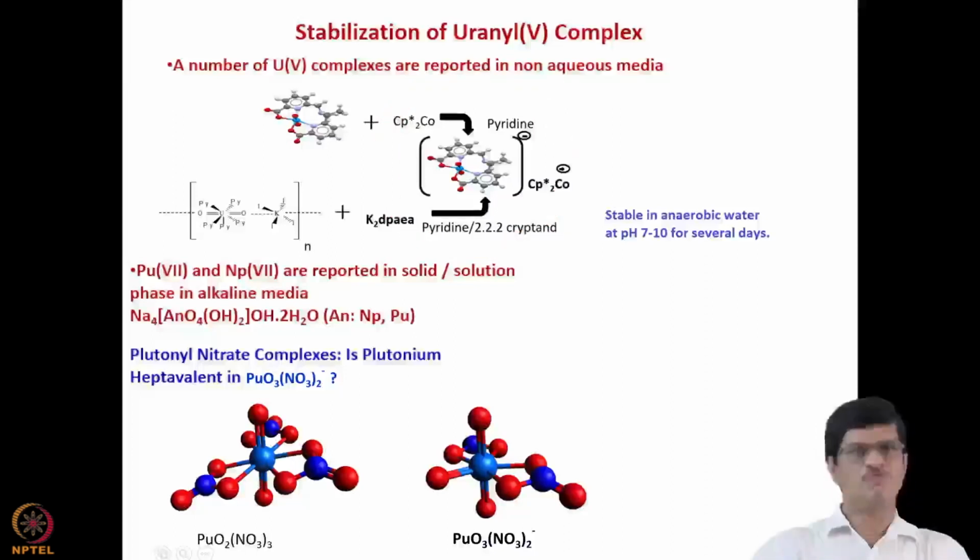Plutonium 7 and neptunium 7 are already reported in solids or solution phases in alkaline media. Some of the examples are given here. This type of species which is mentioned is there. Now the plutonyl nitrate complex, where plutonium is reported to be heptavalent, is PuO3NO3 2-, this type of species, with the structure given below. So here it has been proven theoretically that plutonium may be heptavalent in this type of complex.